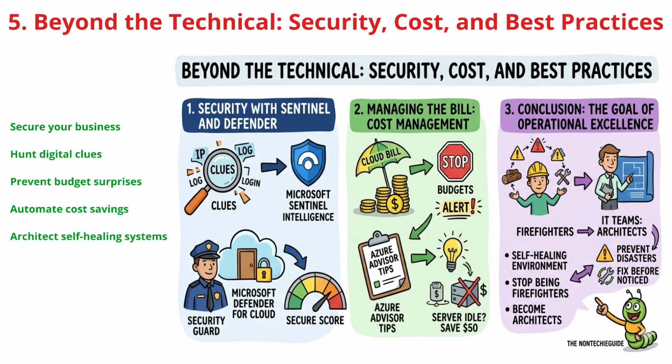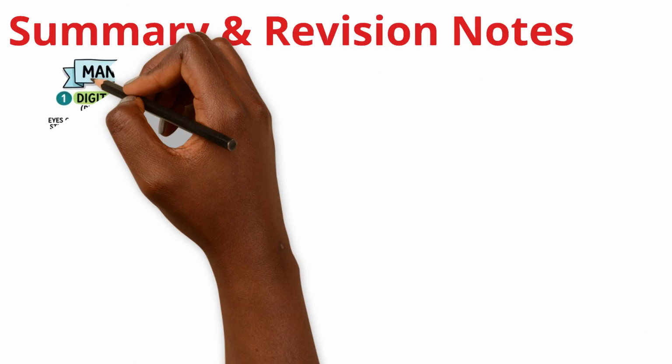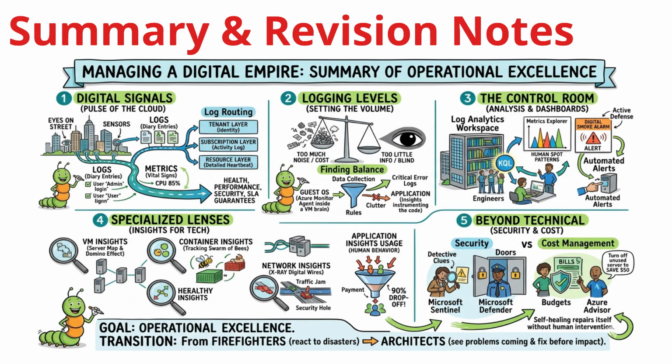Managing a digital empire was like running a major city, and this course revealed the tools that kept it alive. We learned to capture the cloud's pulse via logs and metrics, routing signals from every layer to ensure no beat was missed. We mastered the balance of logging levels with the Azure Monitor Agent, avoiding noise and high costs. In the control room, we used Log Analytics and KQL to transform raw data into visual dashboards and digital smoke alarms. Finally, we applied specialized lenses and security tools to protect the business bottom line. We transitioned from being reactive firefighters to proactive architects of a self-healing environment.